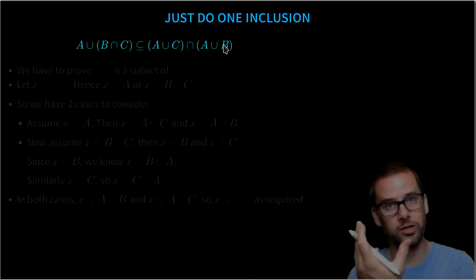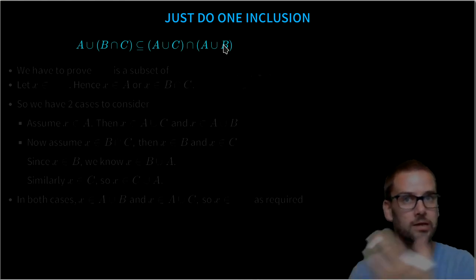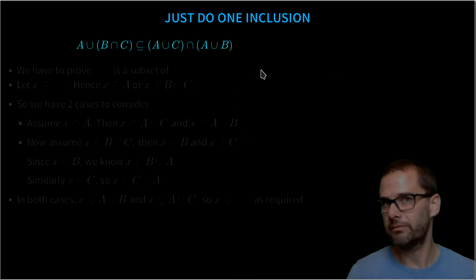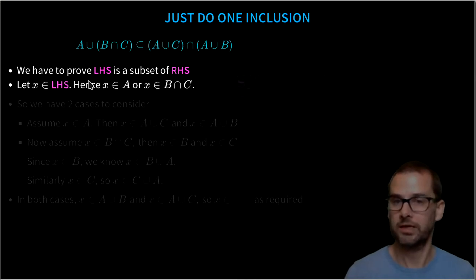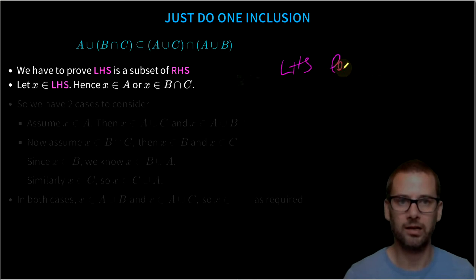The other inclusion, which is akin to when we're doing a biconditional, the other implication is very similar, and I'll let you do that yourselves. So we need to prove that the left-hand side is a subset of the right-hand side. And again, I'm using this very standard notation, LHS, meaning left-hand side.